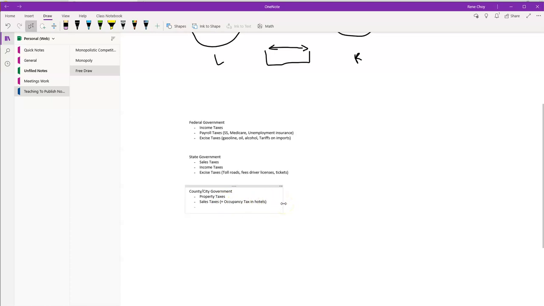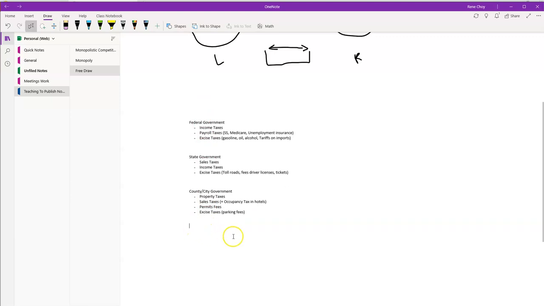Now your city also collects permits and fees. So building fees, building permits, construction permits, parking fees, for example. And those are excise taxes. Stuff like parking fees are also collected by your county or city government. All right, and these are the three major sort of governments.